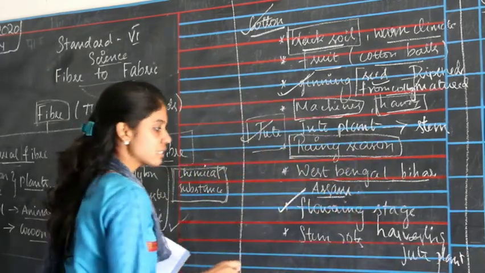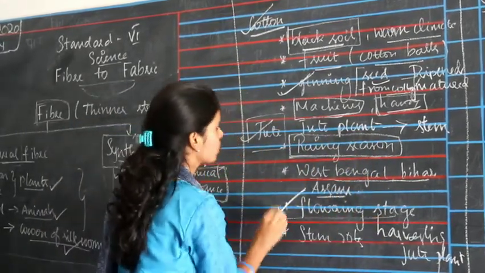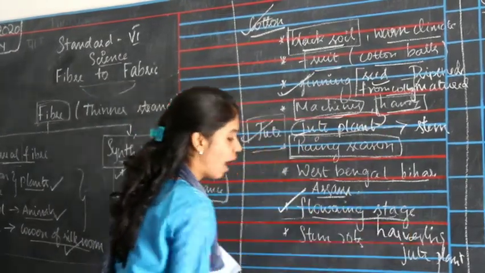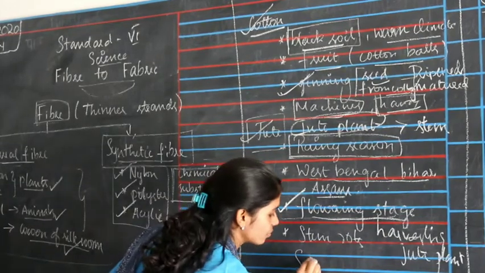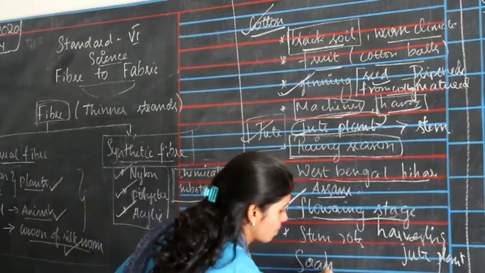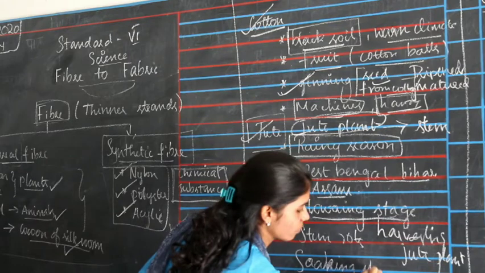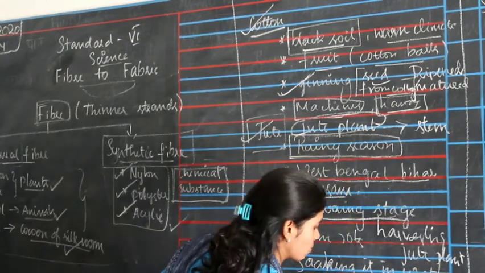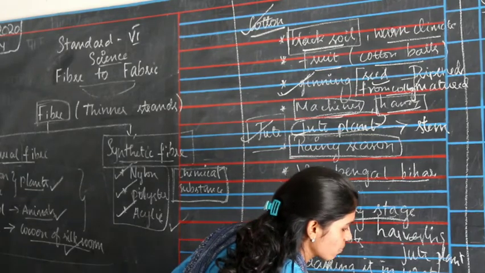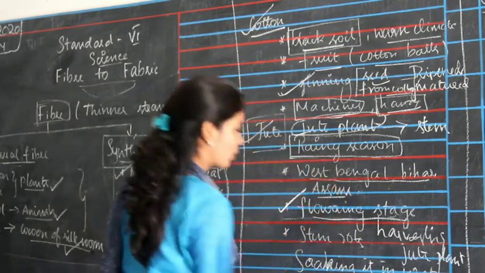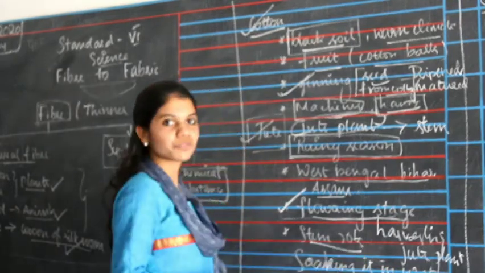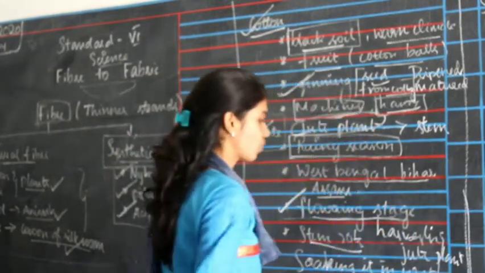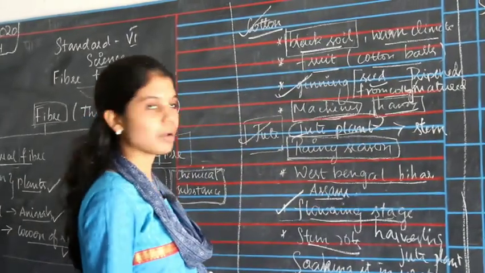What we are doing is, we harvest this jute plant during the stage of flowering and then soak it in water for a few days, so that the stem will rot and fibers can be separated from the stem easily. So this is how we get jute from jute plants.